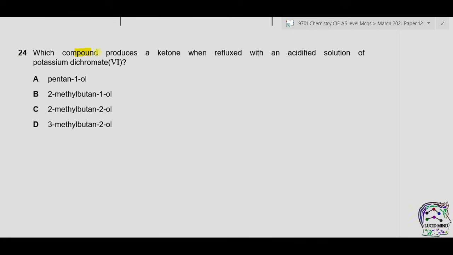Question 24. Which compound produces a ketone when refluxed with an acidified solution of potassium dichromate(VI)? Now this is an oxidizing agent, and a ketone is formed by the oxidation of a secondary alcohol. Primary alcohol is oxidized to aldehyde and further to carboxylic acid, while secondary alcohol is oxidized only to a ketone.